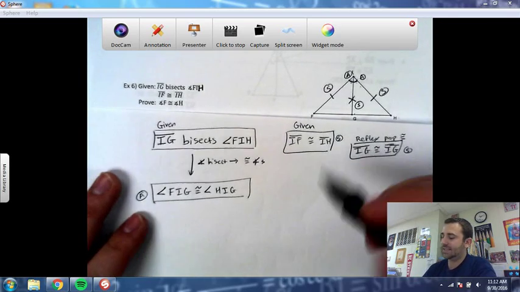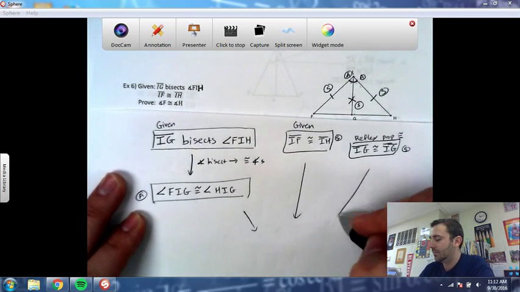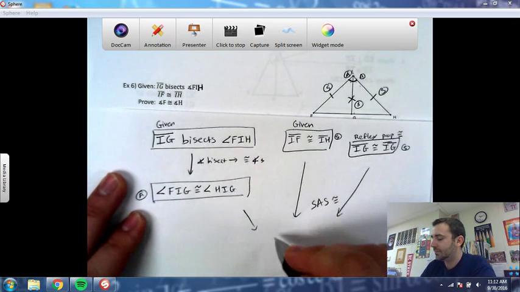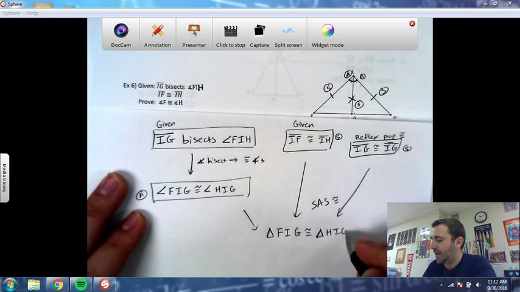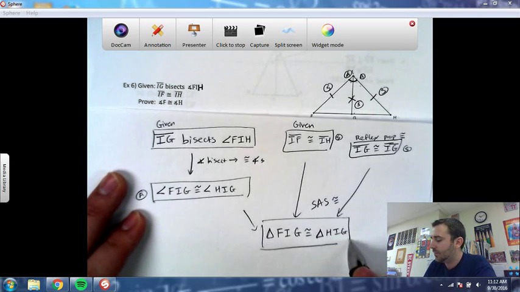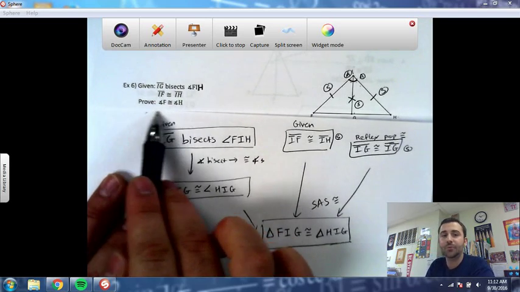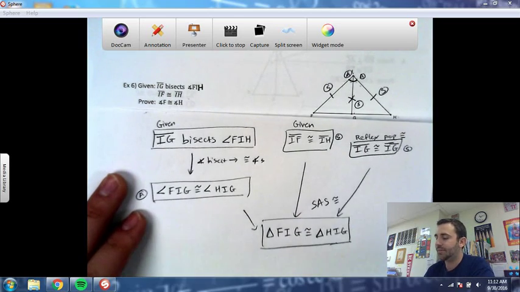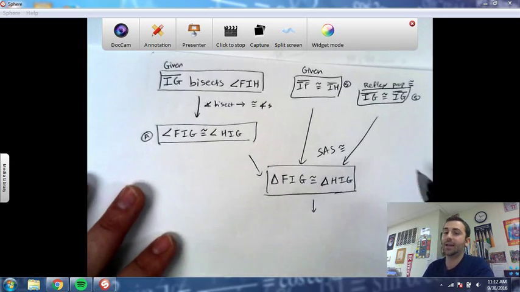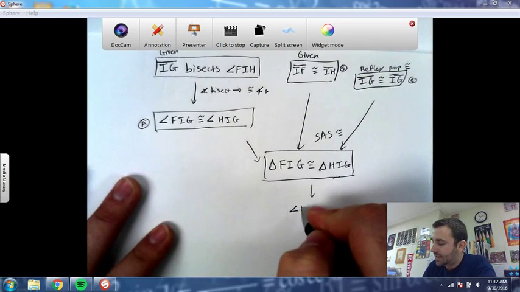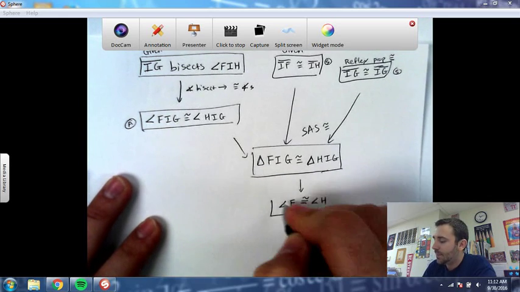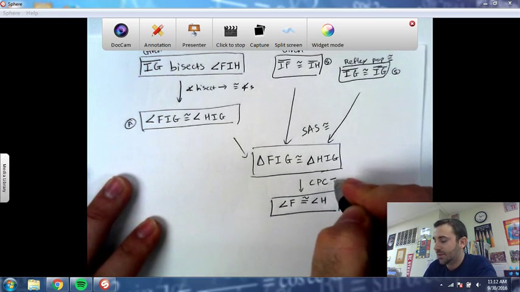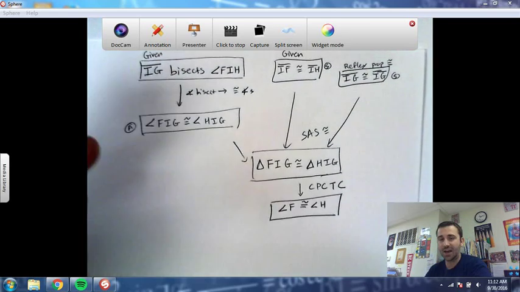By side angle side, I can prove the triangle is congruent. And so I'm going to go ahead and say that triangle FIG is congruent to triangle HIG. And then I double check the proof. Well, I'm trying to prove that angle F is congruent to angle H. And again, from congruent triangles, I can say that angle F is congruent to angle H because corresponding parts in congruent triangles are congruent. And I have my proof.